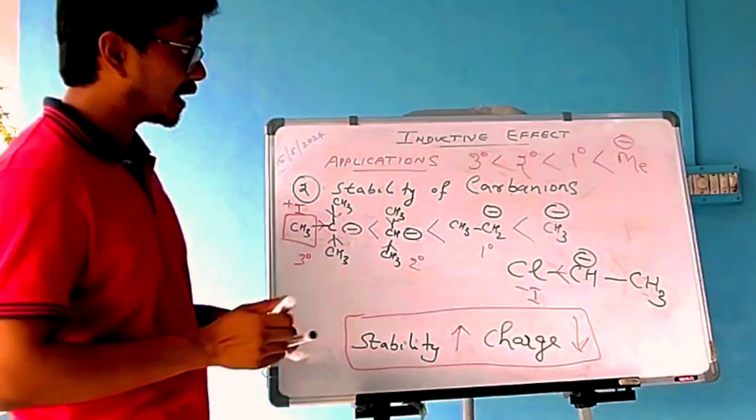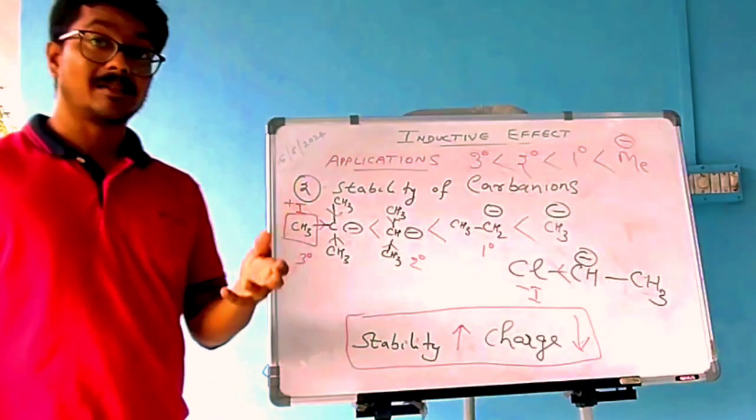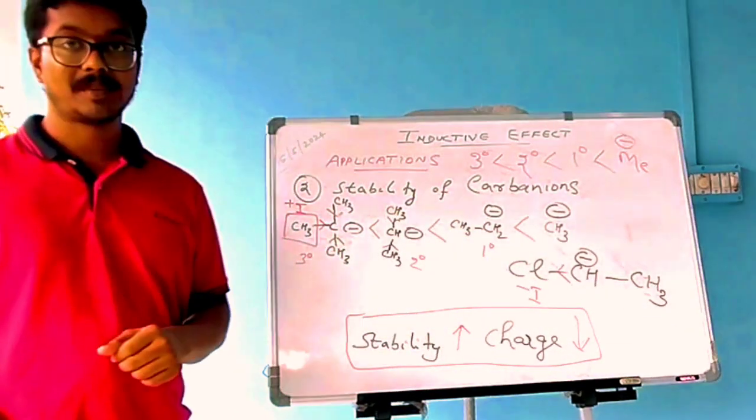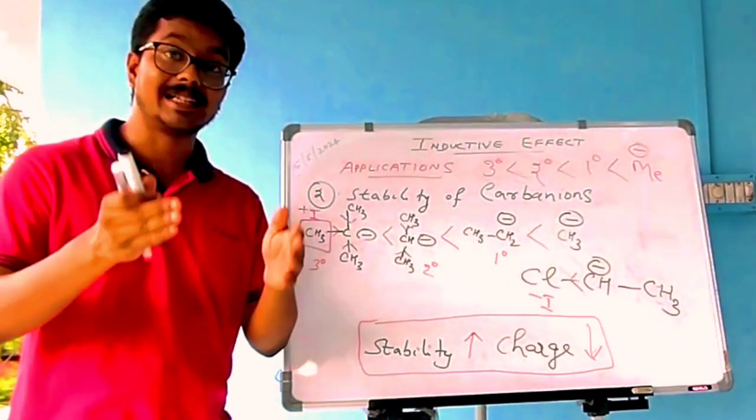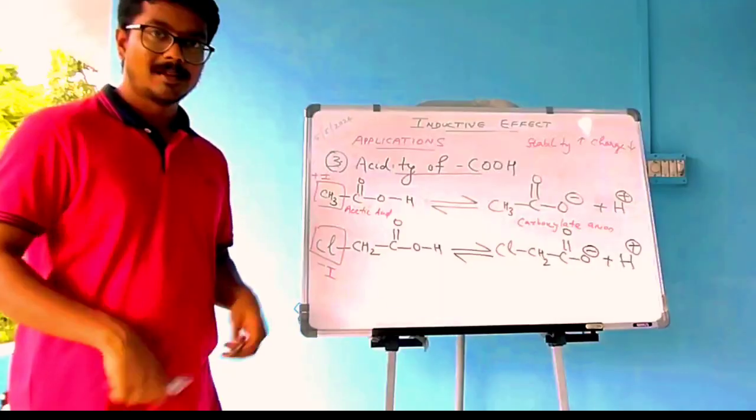So the stability of a carbanion is increased when a minus I group is there. Minus I effect increases the stability, whereas plus I effect decreases the stability of a carbanion.